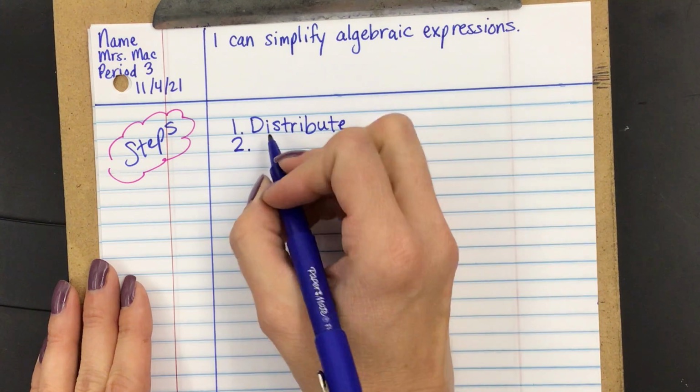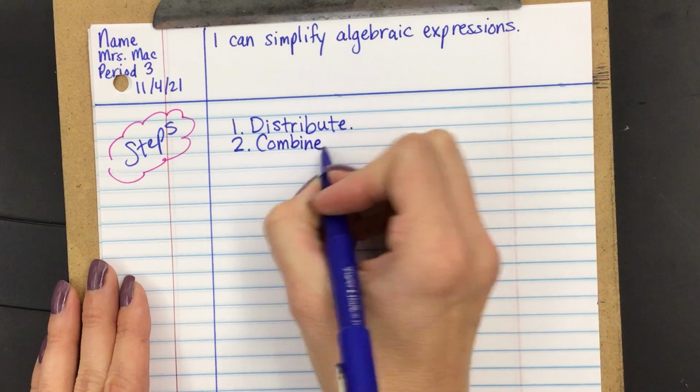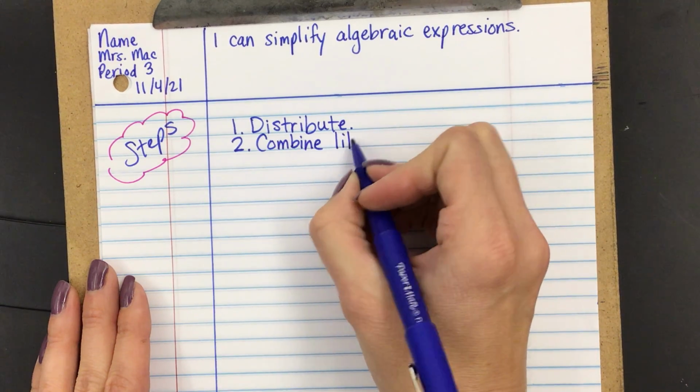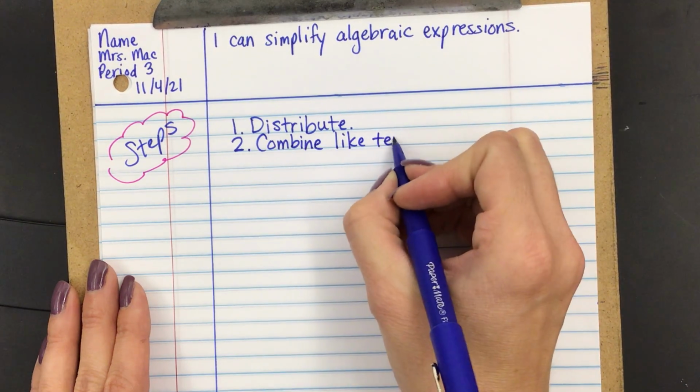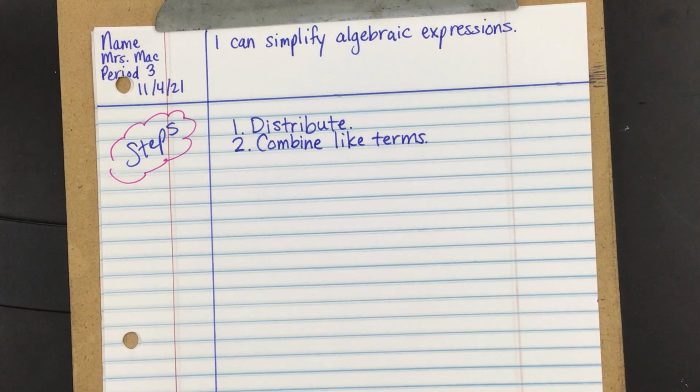Step 2 is combine like terms. As long as you always do it in that order, you'll be fine.